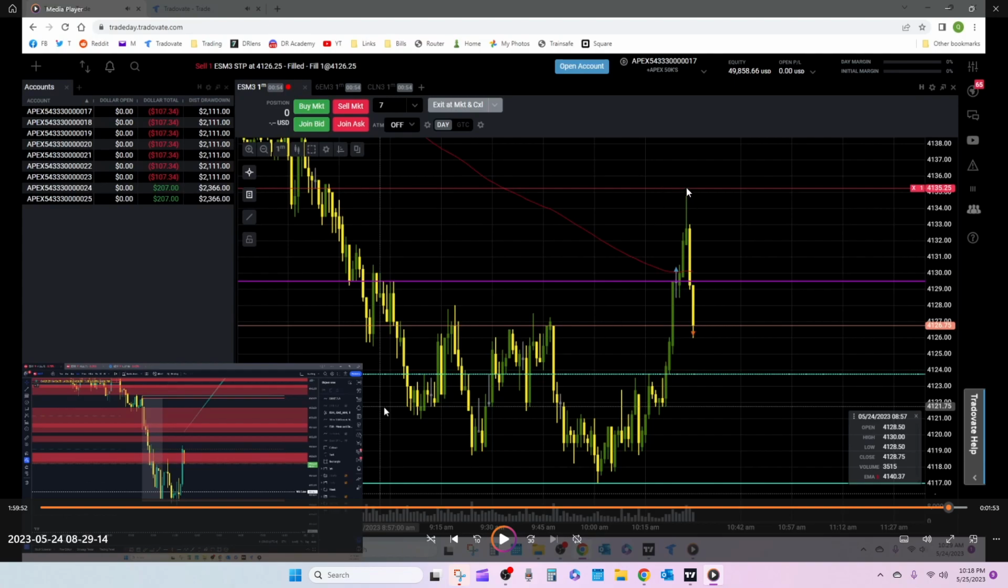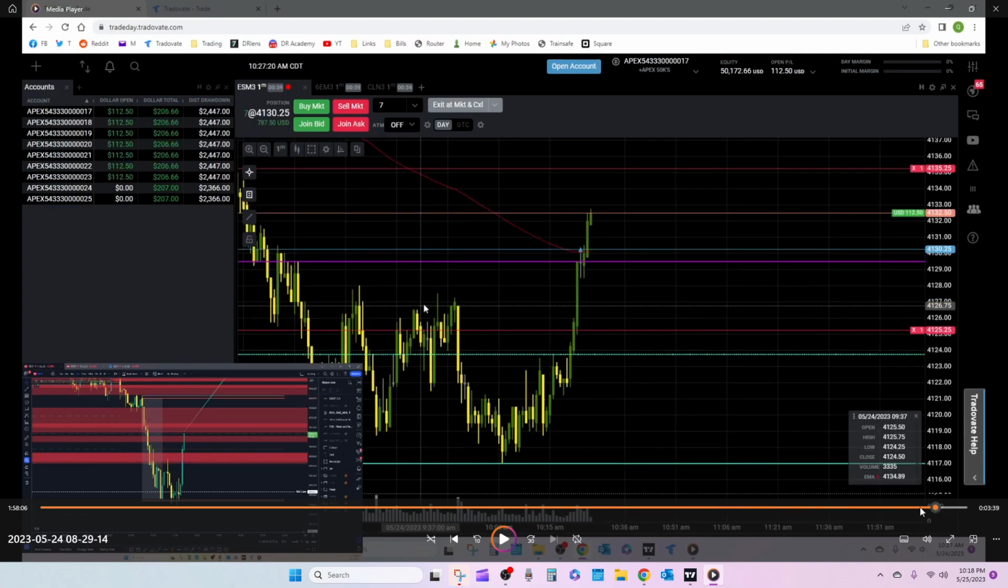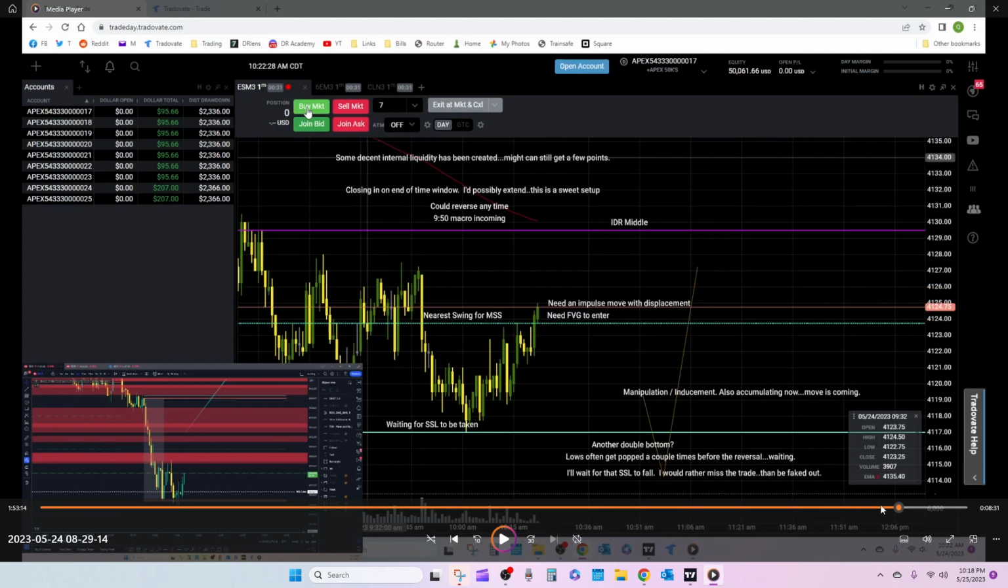I went from being so close to a complete fail, and it started with not waiting for this to come back into the fair value gap. That was probably the biggest thing. And then also I noticed, and I don't have it on my little window here. Let me see if I can find it real quick. No, I guess not.